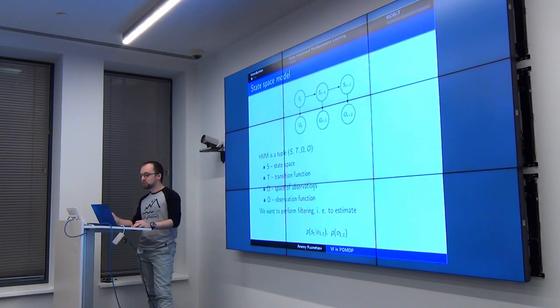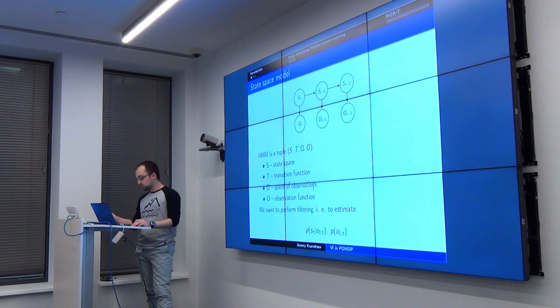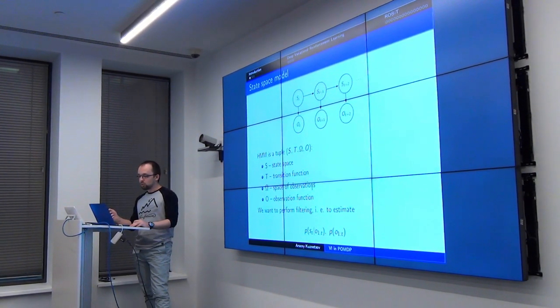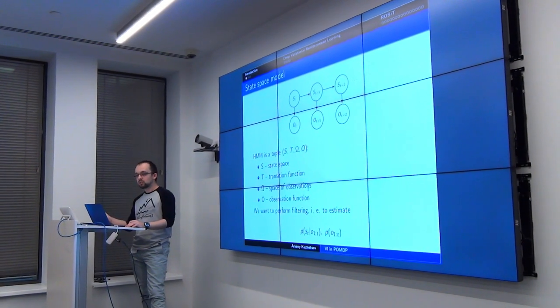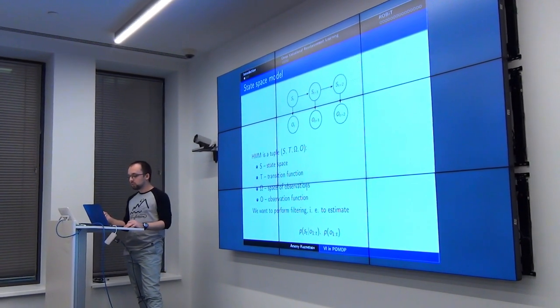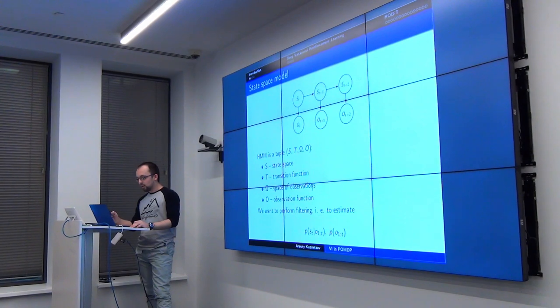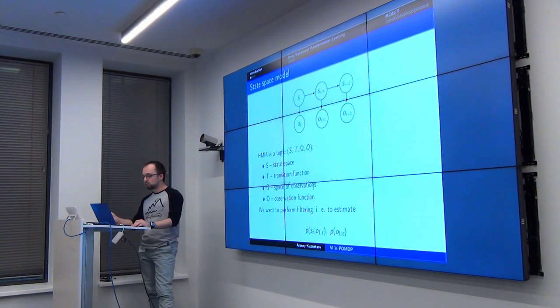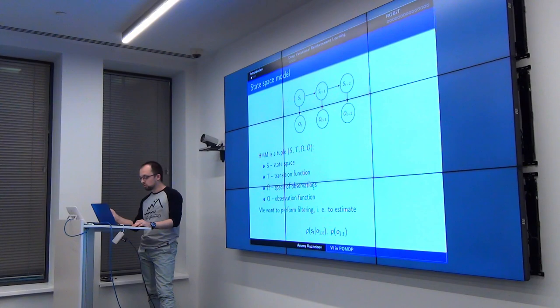First, let's look at what a state space model is. It's a hidden underlying Markov process on states, and we don't have access to the states, we have access only to some observations. And our goal here is to perform filtering, to estimate the posterior of states given all observations, or to estimate the probability of observed values.